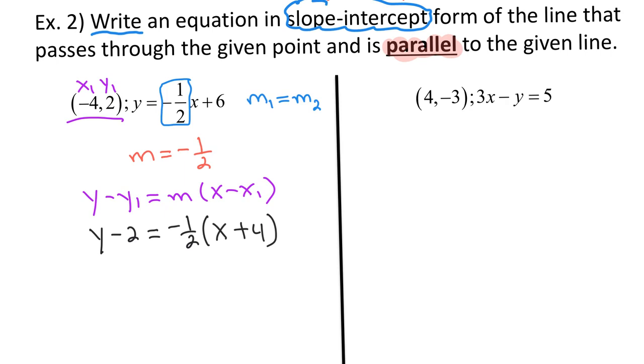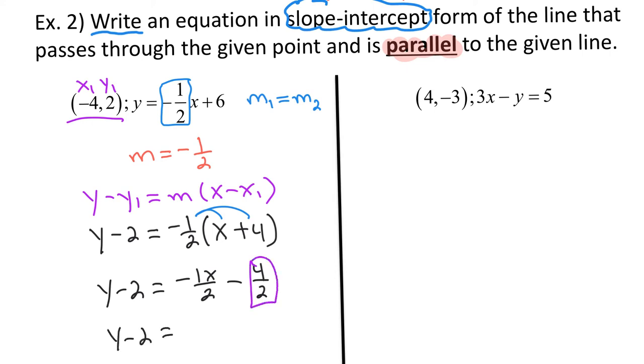You need to get y by itself. So I'm going to distribute the negative 1/2 here, and I'm going to multiply. So y minus 2 equals negative 1x/2 minus 4/2. Remember, you multiply the top times the inside and keep the denominator. The fraction here cannot reduce, so you keep it the same. But you guys can reduce this one, 4 divided by 2. So I will have y minus 2 equals negative 1/2 x. You can put the x next to the fraction, minus 2.